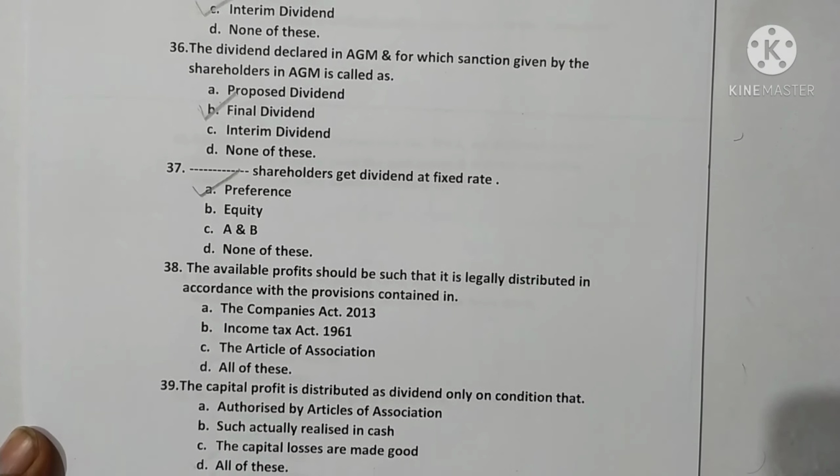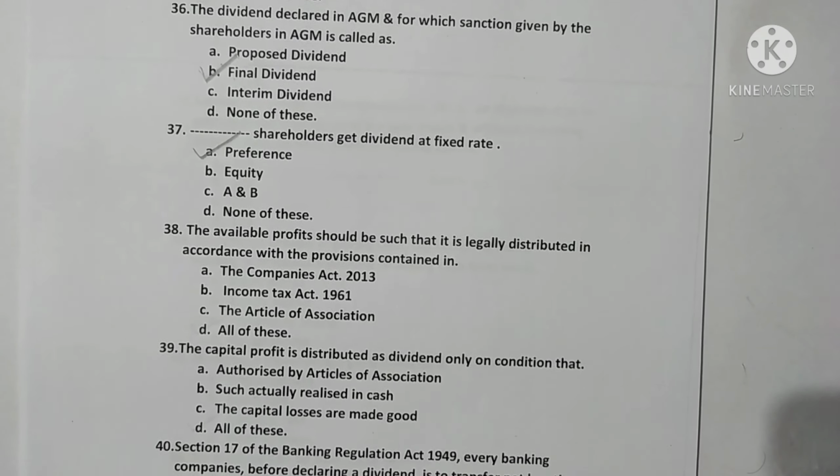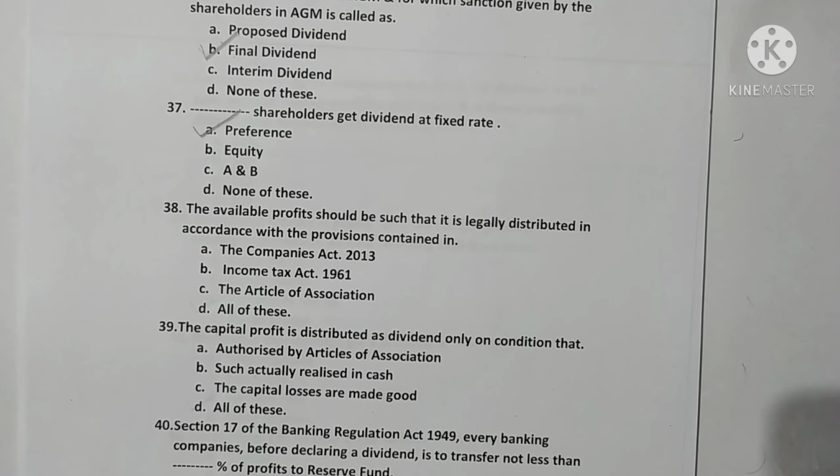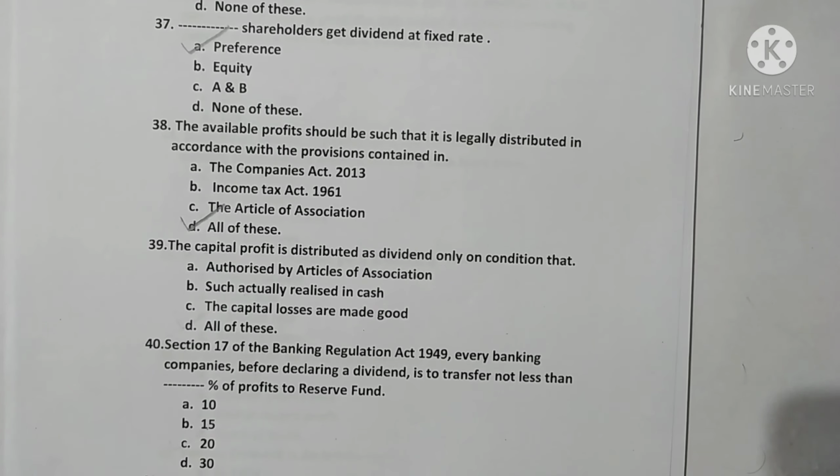The available profits should be such that they are legally distributed in accordance with the provisions contained in the Companies Act 2013, Income Tax Act 61, the Articles of Association, and all of these. Here option D is correct one. The capital profit is distributed as dividend only on condition that it is authorized by Articles of Association, actually realized in cash, the capital losses are made good, and all of these. Here option D is correct one.